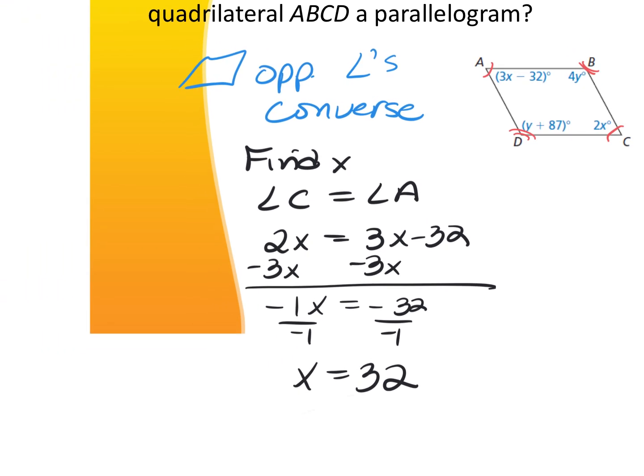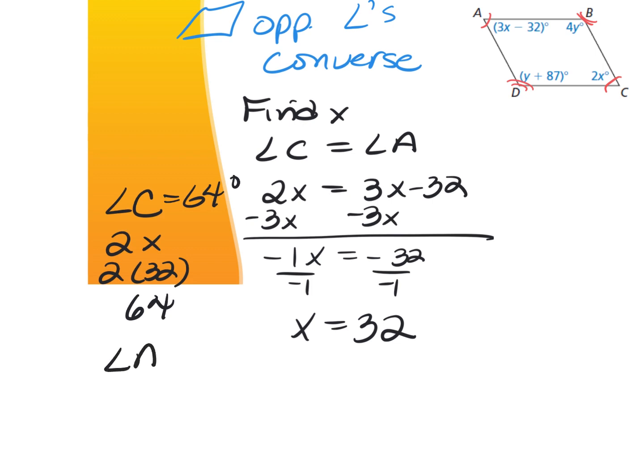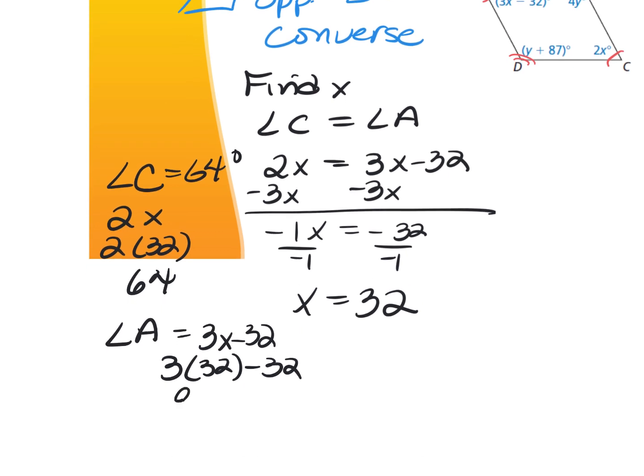Now, if it asks for, find the measure of angle C. Angle C was 2x, so 2 times 32, and you get 64. So angle C is 64 degrees. If they would have asked for angle A, it's going to give us the same number, 3x minus 32. 3 times 32 minus 32, 96 minus 32, and I get 64 again. So angle A also equals 64 degrees.